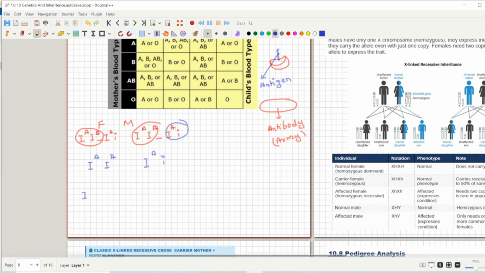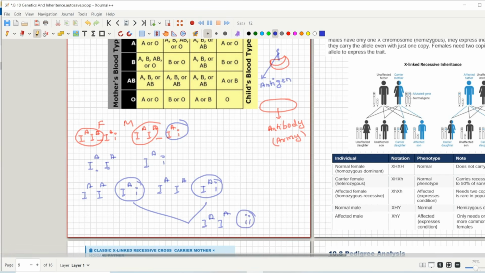If we make their cross, then you will have capital IA IA, then capital IA and small i, right? Then again you will have capital IA IA and capital IA and small i. So you got both of these that were heterozygous and you got two dominant, and when they cross again you will get capital IA and small i. So there is a chance that they can have small i children in the future, right?